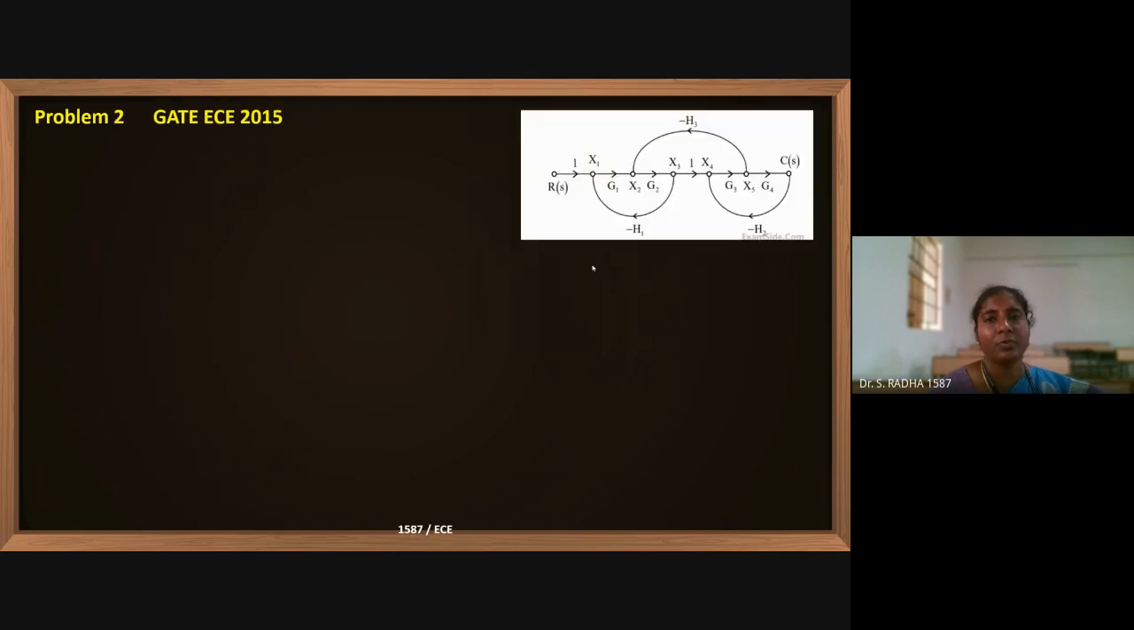Now I'm going to the next problem. Here you can find how many forward paths and how many individual loops. Step 1, I have to find the number of forward paths, P1, P2, like that. So straight away I will multiply. These are the names of the nodes. If it is confusing, you can just remove them.